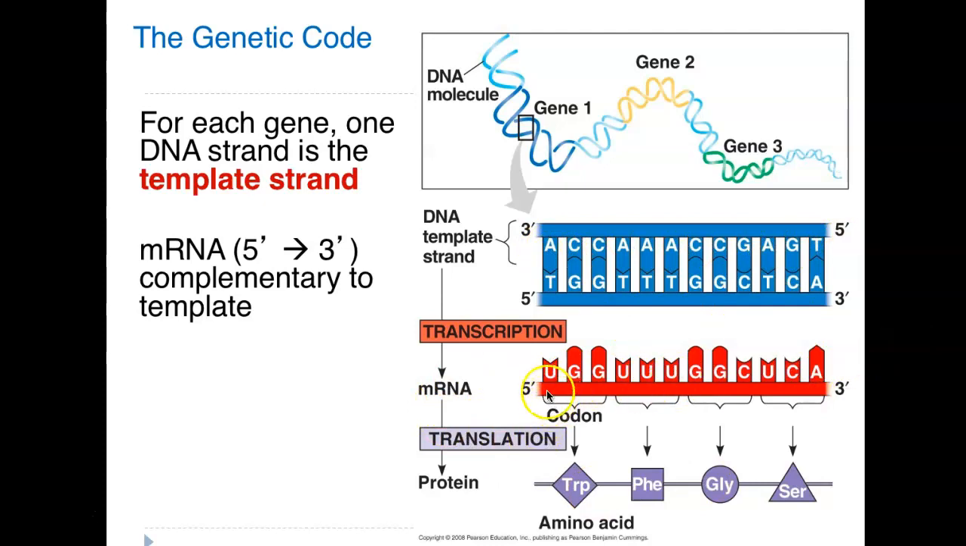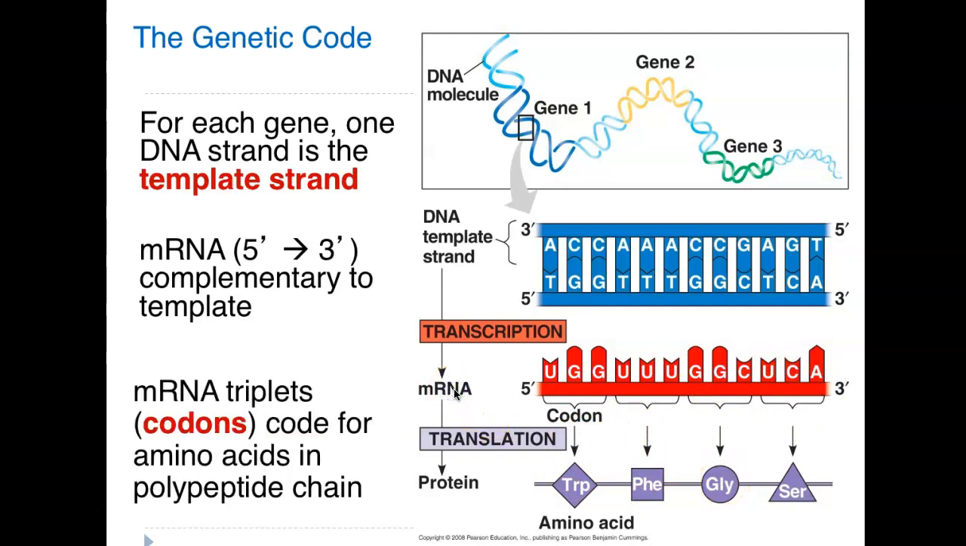And then translation is where the codons are read in triplets. So the RNA is read in 3s and will translate into a string of amino acids. The mRNA triplets, the codons, are going to code for amino acids. Next time I see you, I will give you a codon chart, but, oh, you have a codon chart on page 101. We're not going to do translation today, though.